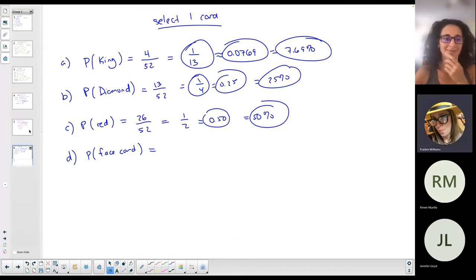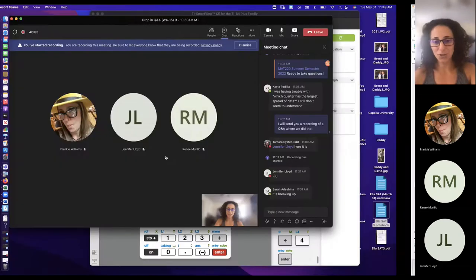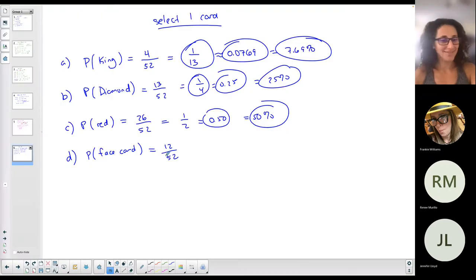Anybody? 12 over 52. We'll see if they're there. I mean, look, the more you practice, the better. So if anyone else wants the answer, you can answer. You could put it in the chat too. Hopefully you're doing it in your head or on your paper, because when you try it before I answer it, it makes it better, right?